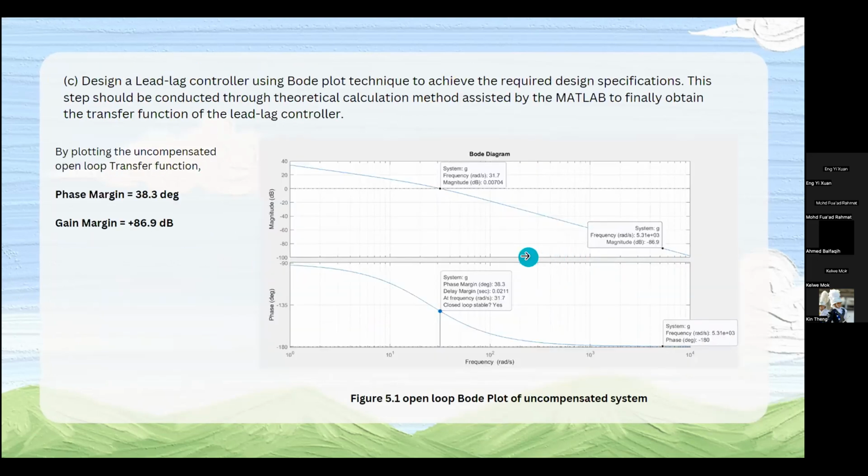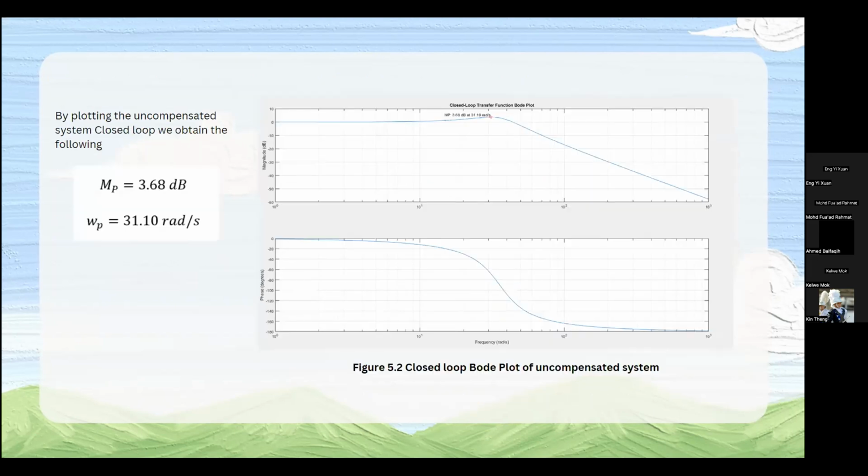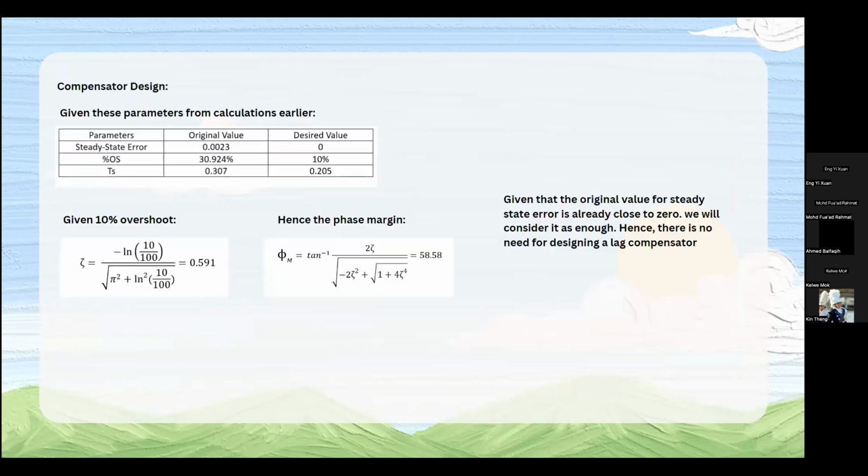And next slide, we can see the values of phase margin and gain margin that we achieved from task 2. Next is the closed loop transfer function. We have the gain at the maximum frequency, which is 3.68, and the maximum frequency is 31.10. Next. For the compensator design, we have the steady-state error of 0.023. For overshoot, the original value was 31, and the setting time was 0.3.